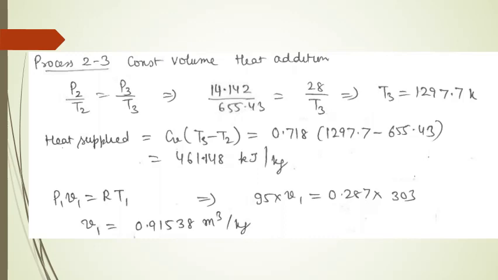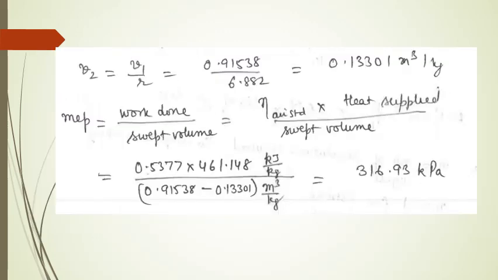Here you have put pressure in kilopascal. Now since V1 upon V2 is equal to r, we have found the value of V2 equals 0.13301 meter cube per kg. Now the mean effective pressure can be calculated with the help of the formula work done upon swept volume, and work done is equal to air standard efficiency into heat supplied. The mean effective pressure comes out to be 316.93 kilopascal.